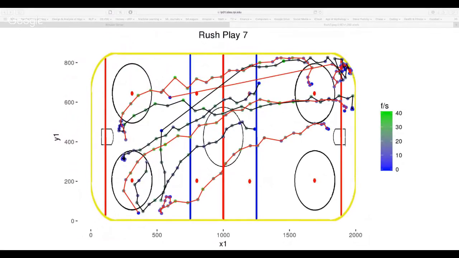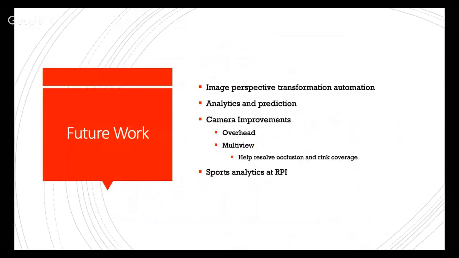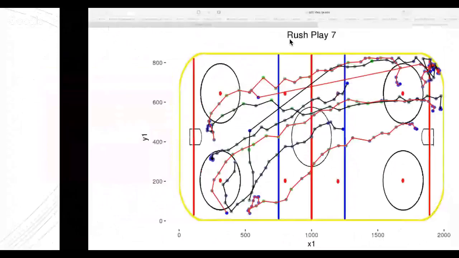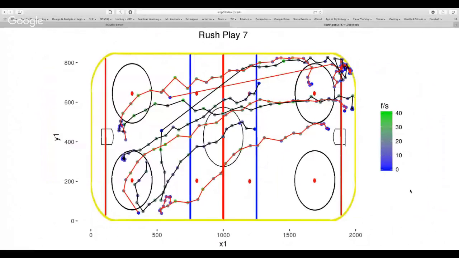Here's some of the, oh, no, that's it. So this is just an example of the overhead coordinates from a rush. These were hand annotated to get the overhead transformation. But the goal of this is to do it automatically, so we don't have to. That's what we're trying to do: automatically select the landmarks from the video camera frame.